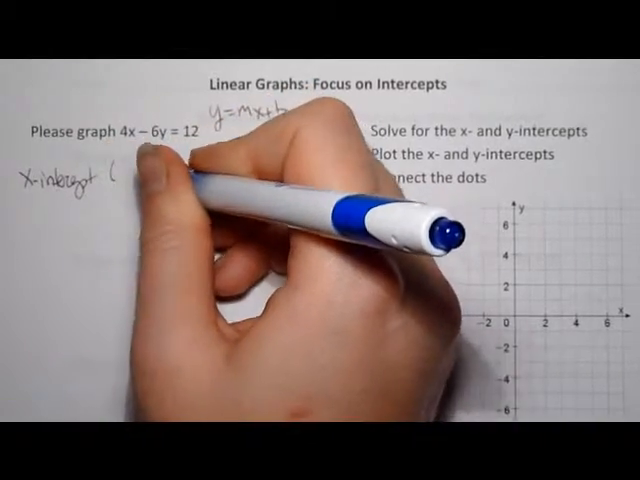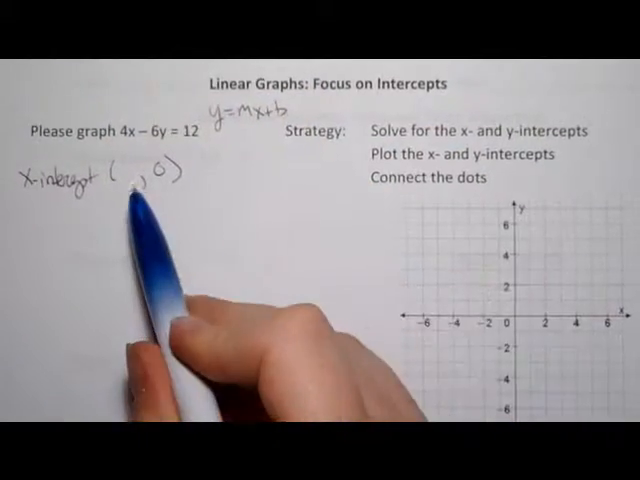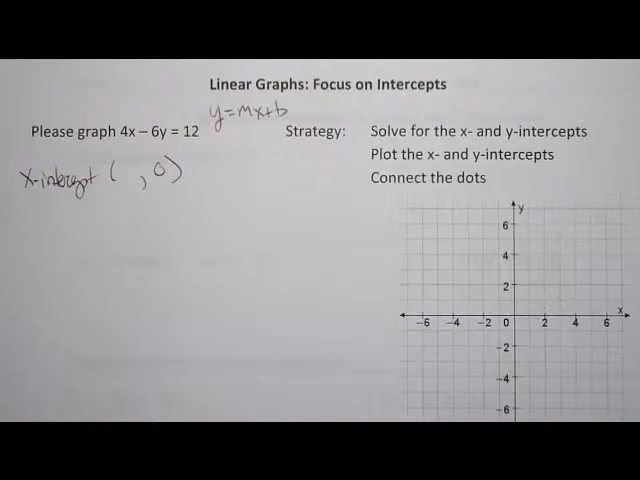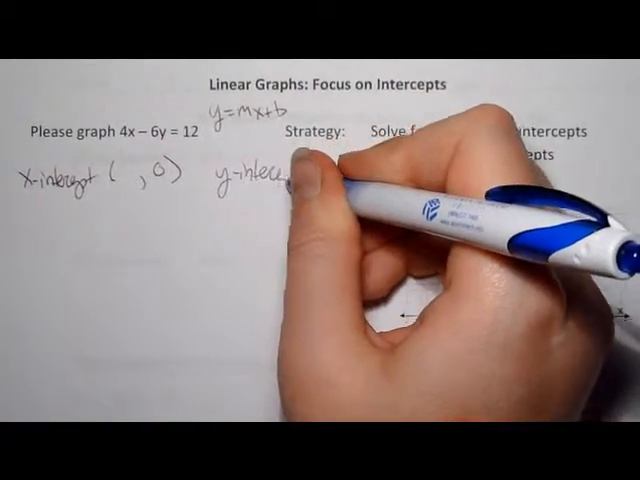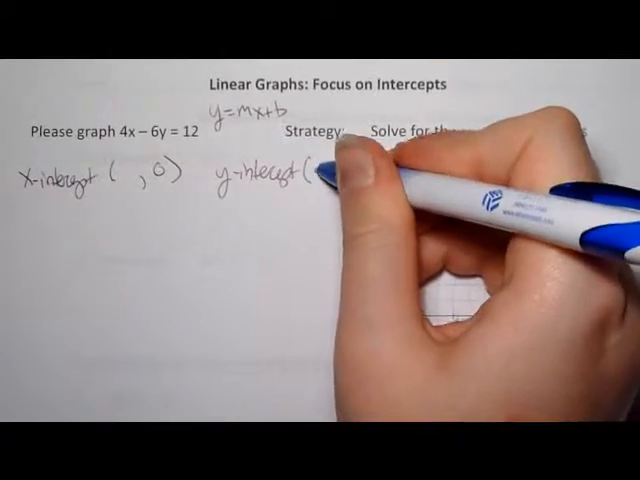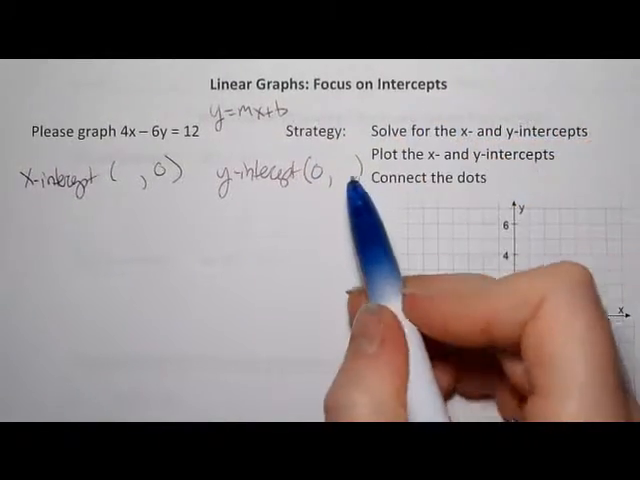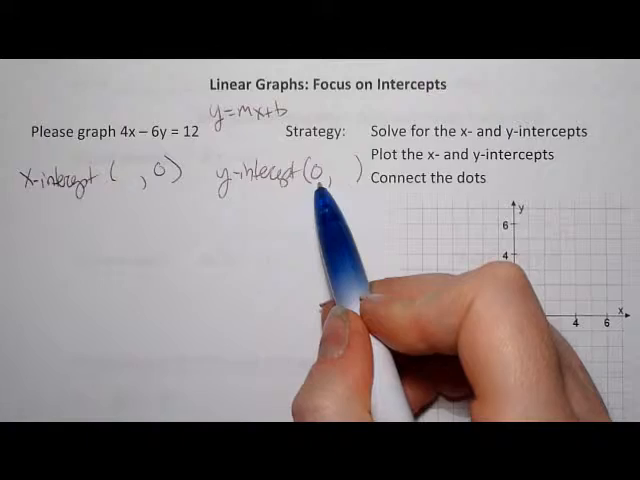The x-intercept is always when y is 0. It's some x value when y is 0. And the y-intercept is always when x is 0. It is some value of y when x is 0.